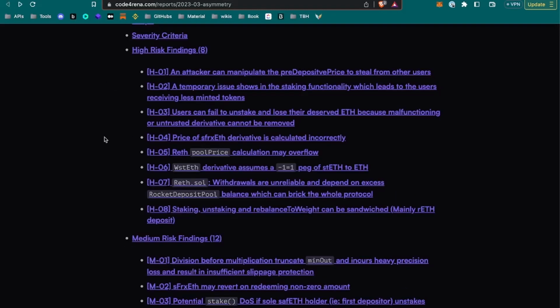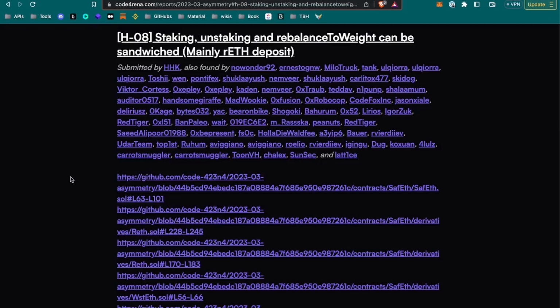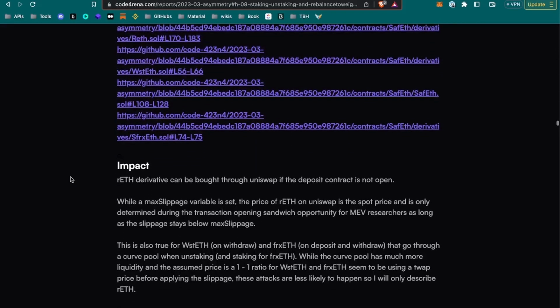Alright, let's go for the last high, the eighth one. Staking, unstaking, and rebalance to weight can be sandwiched. A lot of people found this and raised it. Not bad. Let's find out what it's about.